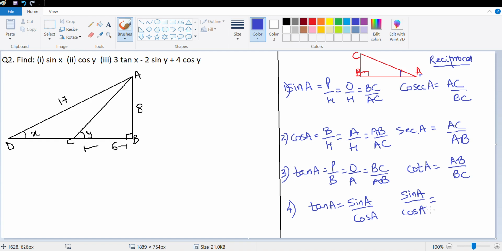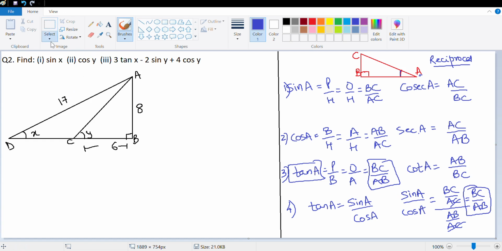So let's look at how sin A in this case is BC upon AC divided by cos A, which is AB upon AC. AC and AC get cancelled. This is equal to BC upon AB, which is nothing but tan A. So these are the 6 relations that we did, 3 basic and 3 reciprocal, and tan is equal to sin upon cos. Good. Now let's look at some questions, but before I start, let me just erase what I wrote here.